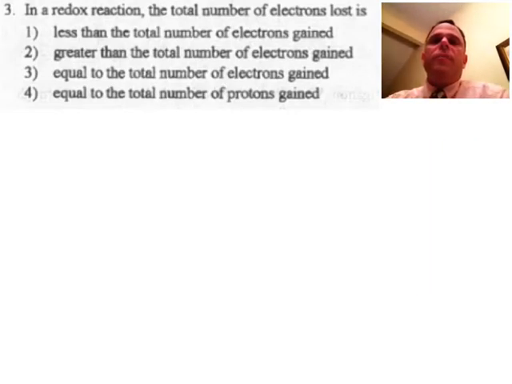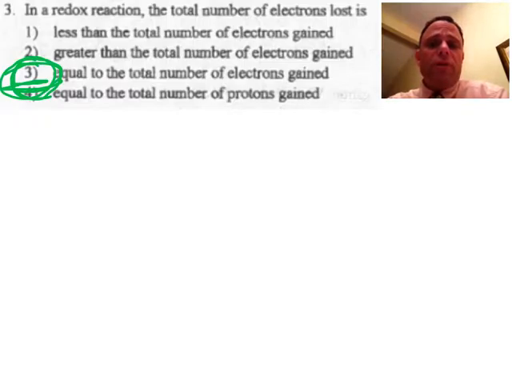Alright, number 3. In a redox reaction, the total number of electrons lost must equal the total number of electrons gained. Listen, that goes hand in hand with what we've talked about when it comes to law of conservation of energy, even law of conservation of mass. Even though the mass of an electron is barely anything, we even ignore it. But we've talked about law of conservation of mass, law of conservation of charge. Just goes along with that. Oh, and law of conservation of energy. So charge, energy, mass, we have to be conserved.